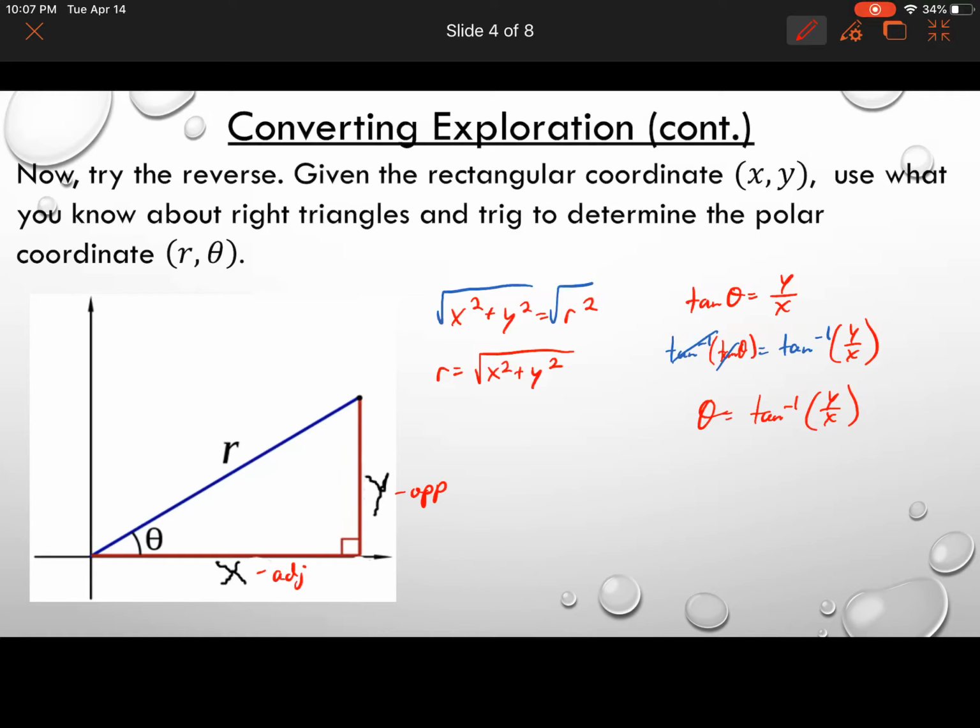Now, the only thing you want to be careful of, and you'll see in the examples that we do, is that the answer that's going to result from plugging this into a calculator will not always be appropriate to the quadrant in which you're in. So you do want to make sure that the angle that you get is in the appropriate quadrant. So if your point is in the first quadrant, your answer should be between 0 and 90 degrees. If it's in the second quadrant, your answer should be between 90 and 180, and so on and so forth. So let's try a few examples using these formulas.